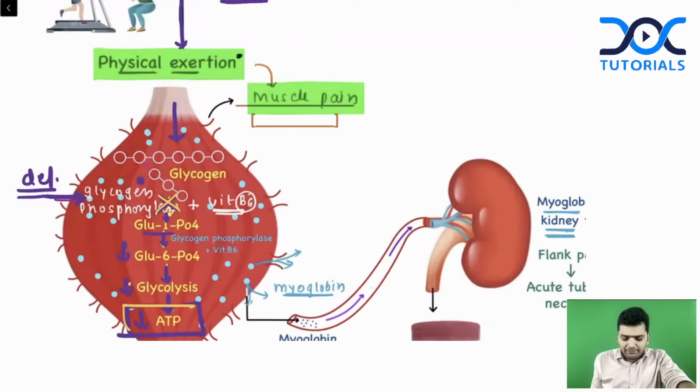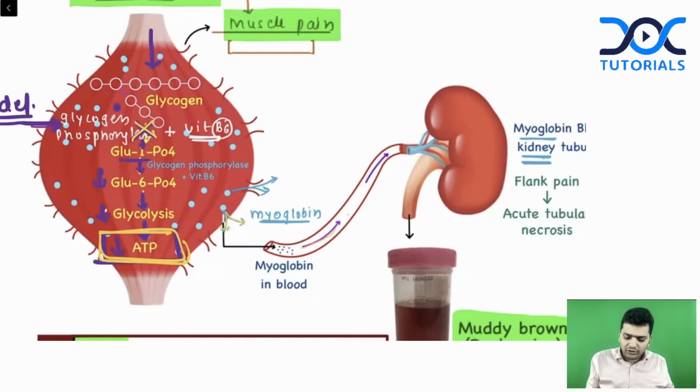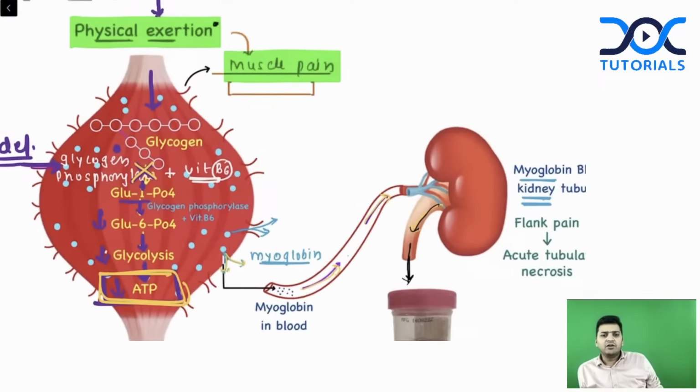The ATP will be depleted in several minutes, and then the myocytes will rupture. When the myocytes rupture, the myoglobin comes out, and this myoglobin will go all the way to the kidney. It will be filtered, and it can come in the urine. So we will have a dark color urine, right? And that is basically the myoglobinuria.